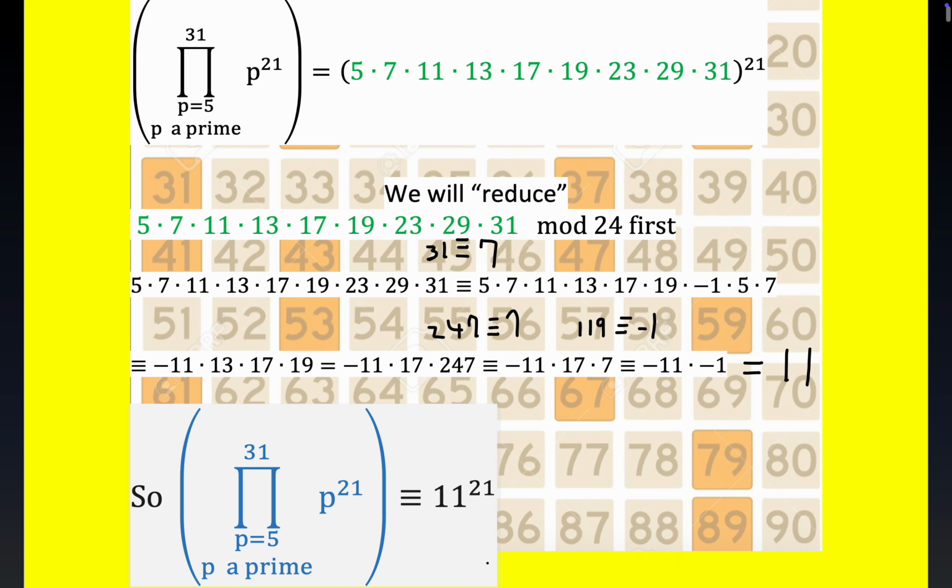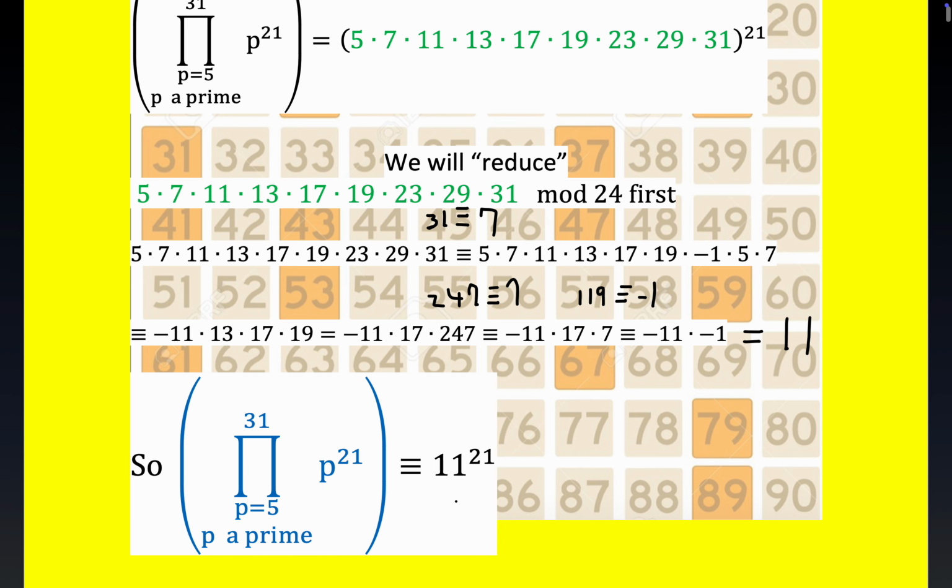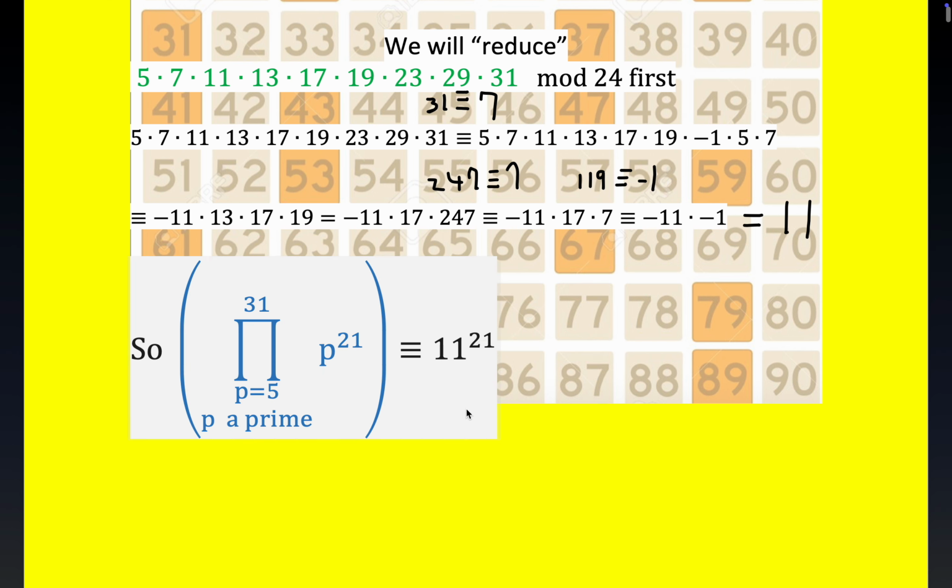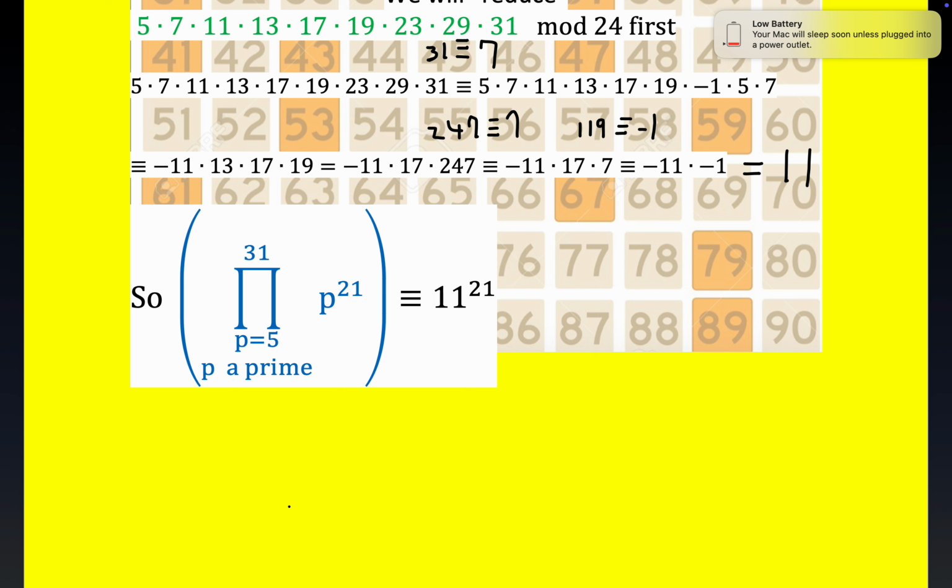Now let's keep going. So our original problem just becomes 11 to the 21st, okay? Now there's another important result. This is still a large number. You're going, well, what are we going to do about this, 11 to the 21st, modulo 24? Well, it turns out we have a very handy result here. We have p squared, where p is a prime. It's always congruent to 1 mod 24.